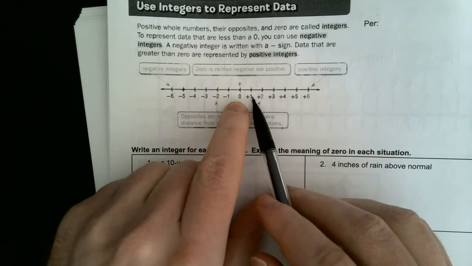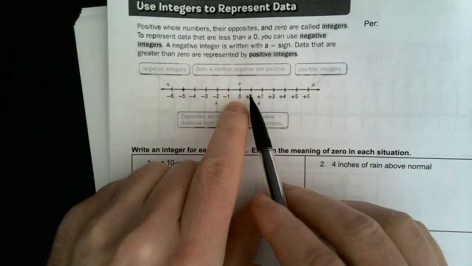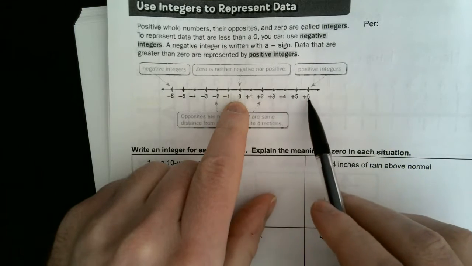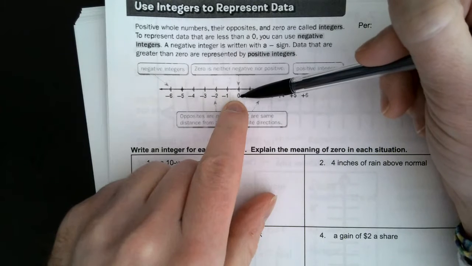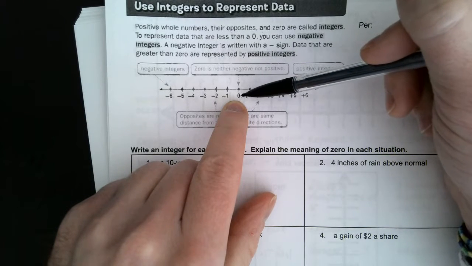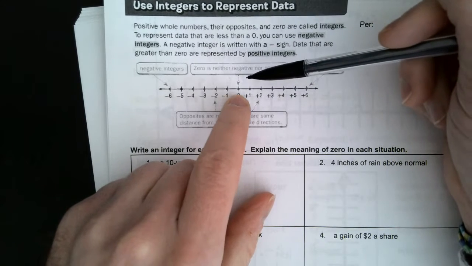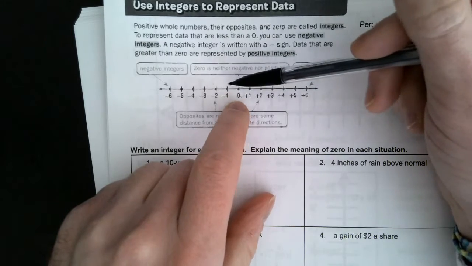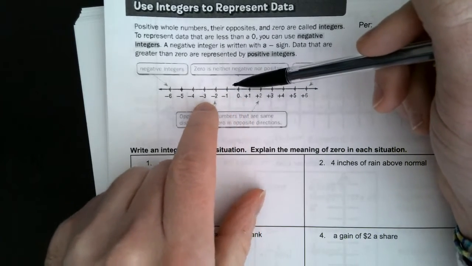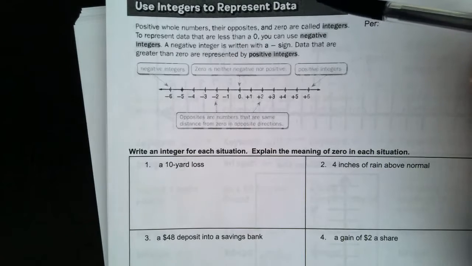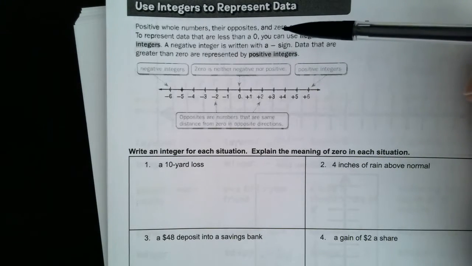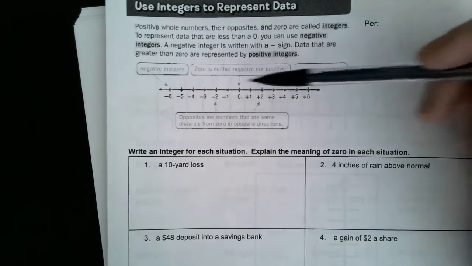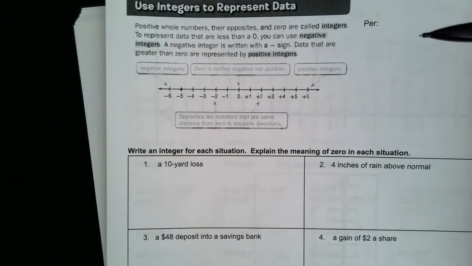First is the positive whole numbers. The whole numbers are all integers: 1, 2, 3, 4, 5, 6, 7, 8, and so on and so forth. 0, which is not negative or positive, is also an integer. And also the opposites of the whole numbers, -1, -2, -3, -4, and so on, are also integers. So we have the positive whole numbers, the opposites, and 0.